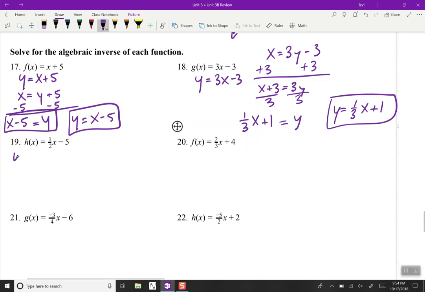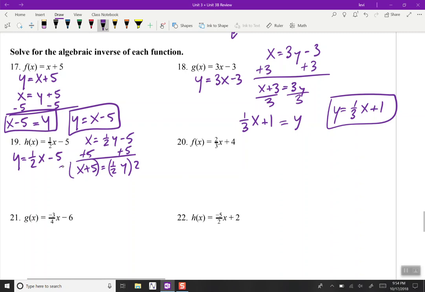This one, y equals 1/2 x minus 5. So that would be x equals 1/2 y minus 5. We'd add 5. X plus 5 equals 1/2 y. What's going to undo multiplying by 1/2? Multiplying by 2. So that makes 2x plus 10 equals y. Y equals 2x plus 10.